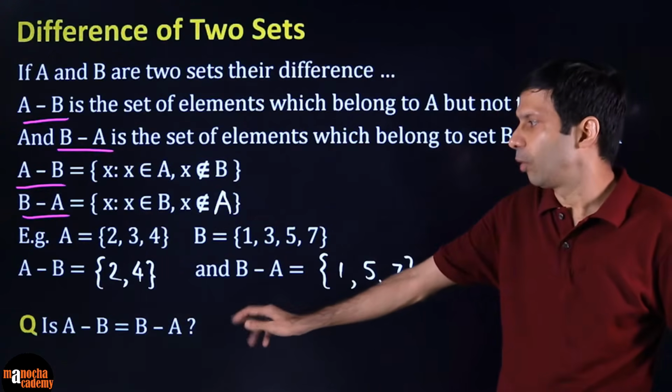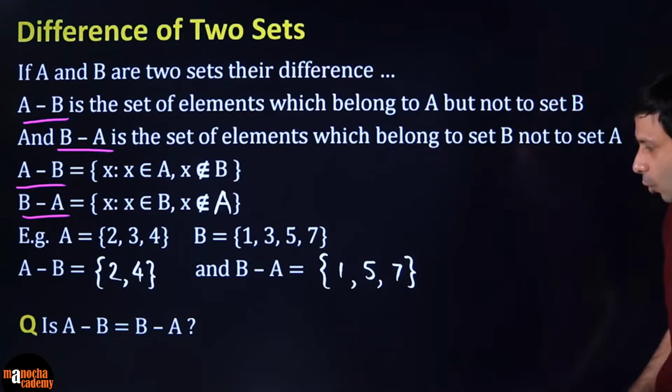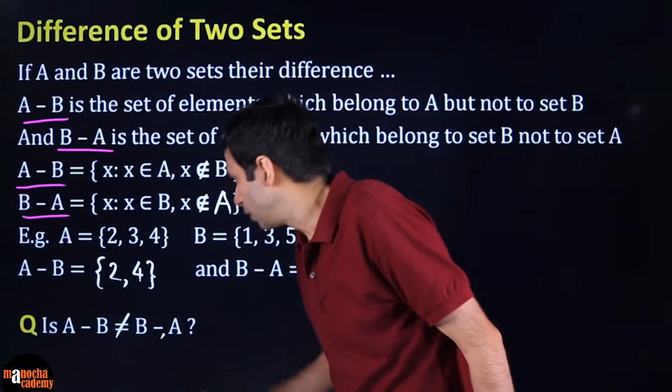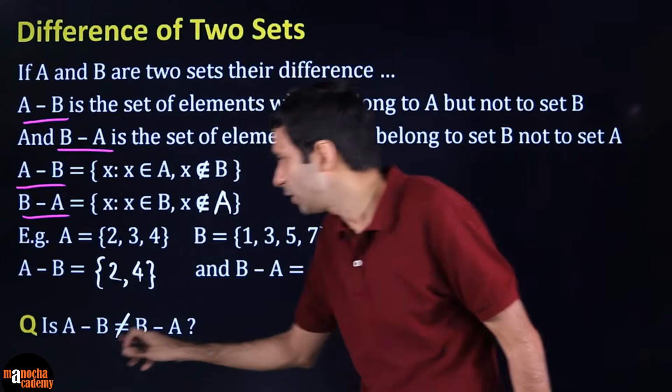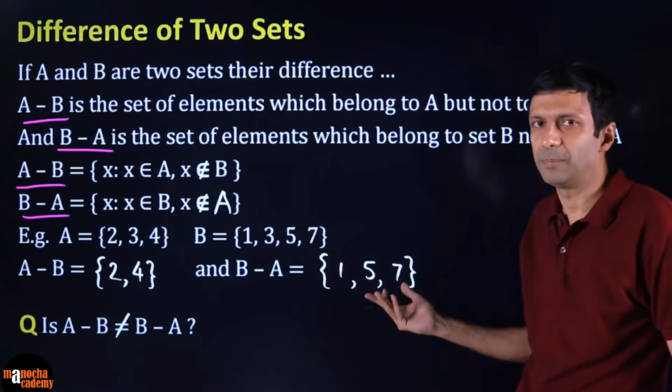So is A minus B going to be equal to B minus A? What do you think? True or false? Look at the last question here. The answer is it is not equal. It is not necessary that A minus B is equal to B minus A, and you can see from this example they will not be the same.